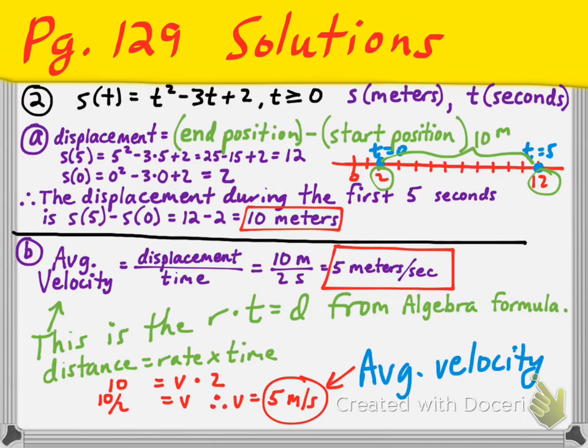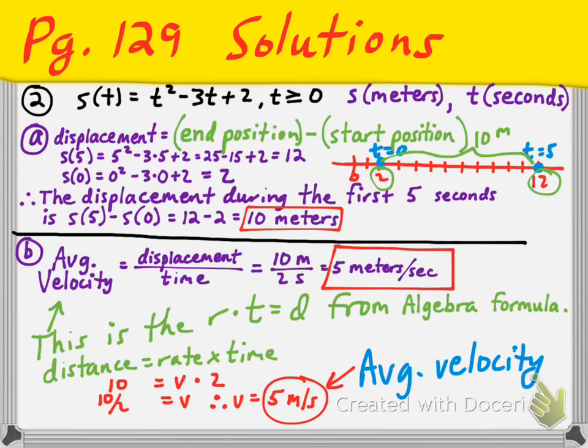Okay, let's go to part B. Part B is average velocity. And average velocity is really similar to average speed. Speed is always positive, so average speed would always be a positive number. Average velocity would be the displacement, and displacement could be negative, so your average velocity could be a negative number. In this case, you just have to divide your displacement, how far you are from where you started, by how long it took you to get there.